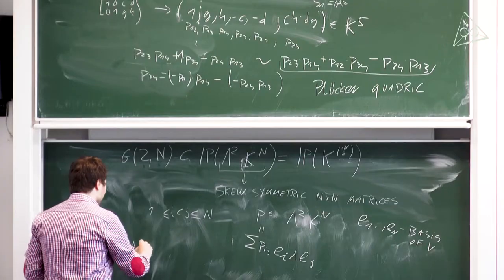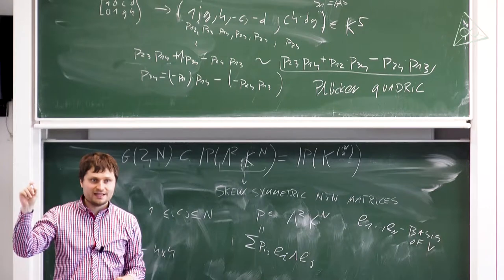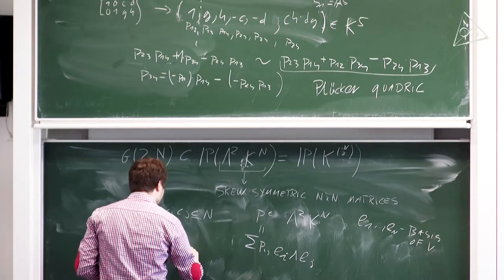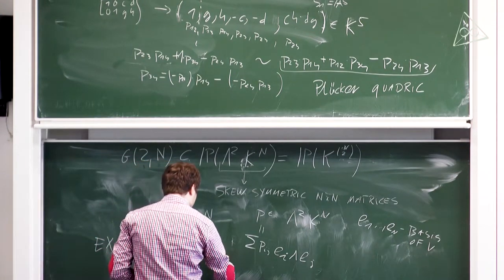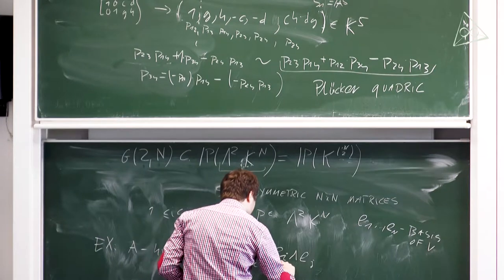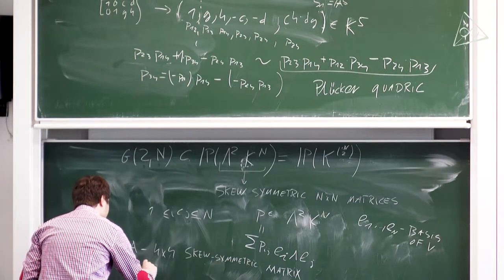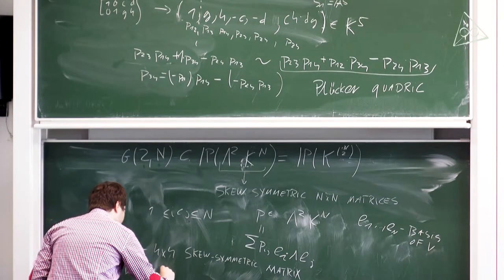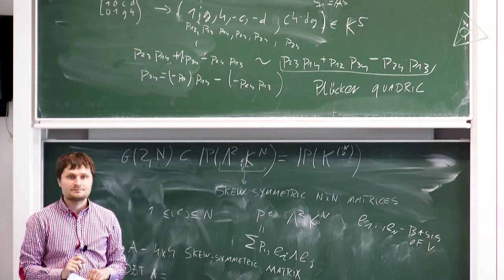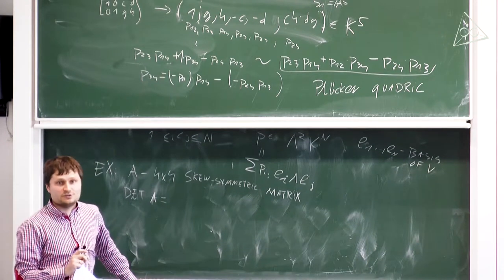Okay, so an exercise for you. If A is a 4x4 skew symmetric matrix, is it clear what I mean by skew symmetric? It means that the ijth entry is minus the jith entry. What's the determinant of A? Well, this is a degree 4 polynomial in the entries of the matrix. What is it? Do you know? That's a question from linear algebra. What's the determinant of a skew symmetric matrix?